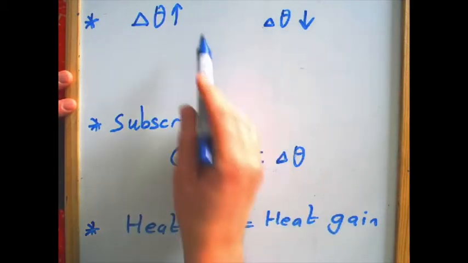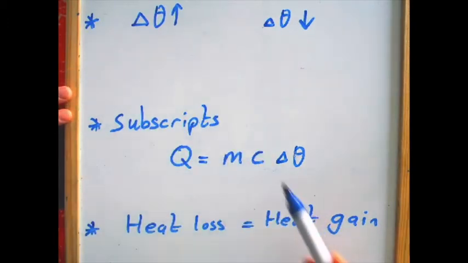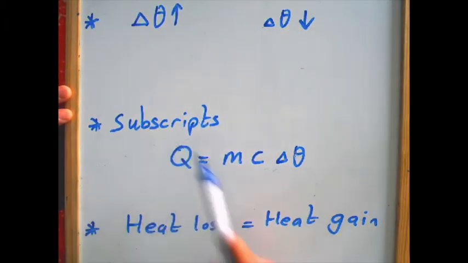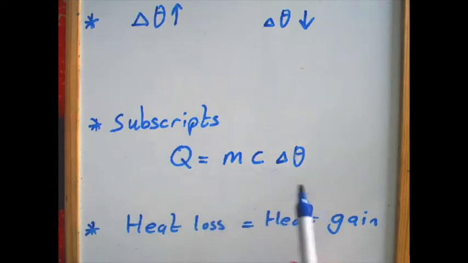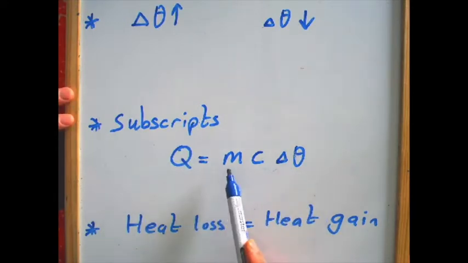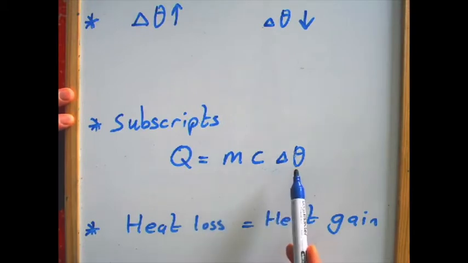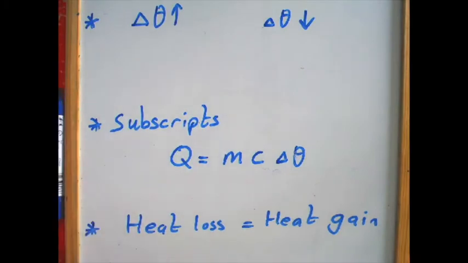I'm going to come back to this in a moment, but the other thing I want to talk about briefly is that we're going to start using subscripts. Here's an example of the equation that we'll be using. The energy transfer is equal to the mass times the specific heat capacity of whatever thing you're talking about times the change in temperature. But as these get more complicated, you could be dealing with more than one thing.